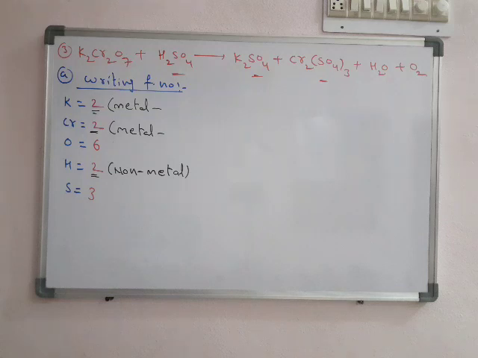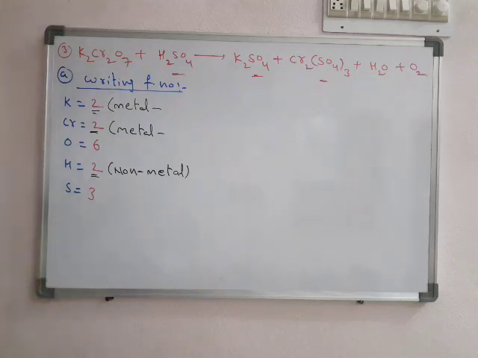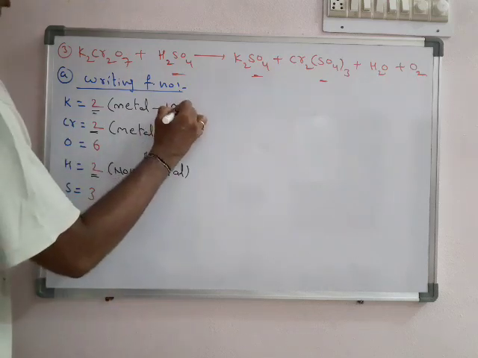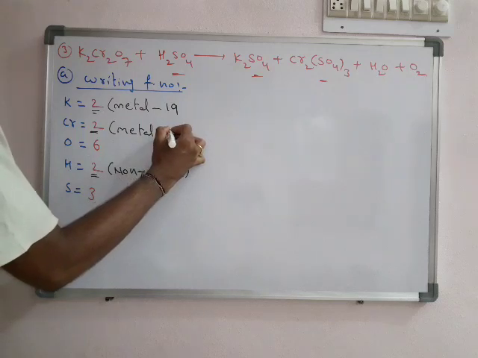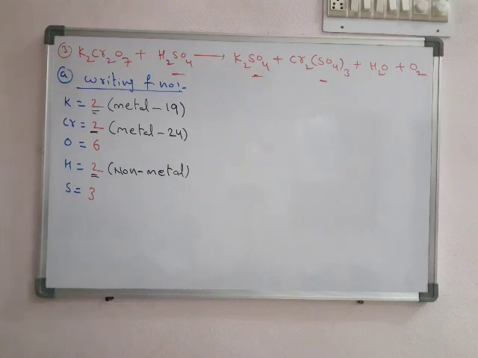So we have a rule that if two or more metal elements have the same frequency number, first balance the metal with the highest atomic number. You know the atomic numbers of potassium and chromium. Potassium atomic number is 19, chromium is 24. So which has the highest atomic number? Chromium. We balance that first. That's the rule.